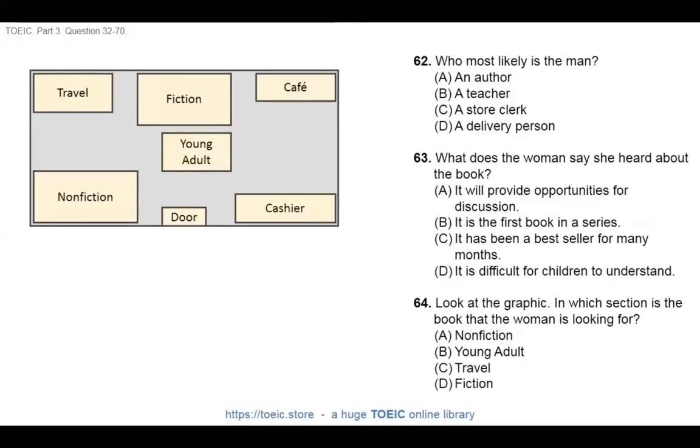Number 62. Who most likely is the man? Number 63. What does the woman say she heard about the book? Number 64. Look at the graphic. In which section is the book that the woman is looking for?